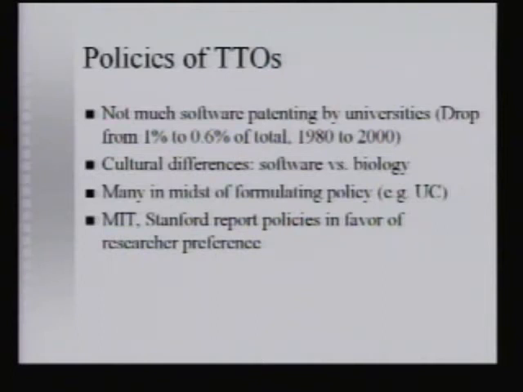UC, the UC system, which is a huge player in the technology transfer area, is in the midst of formulating a policy. MIT and Stanford report policies in favor of researcher preference. And then there's a division also within the scientific community and the TTO community over whether software should be made open access, i.e. simply free without the source code, versus open source. And we can talk about that, if you like, in the Q&A.